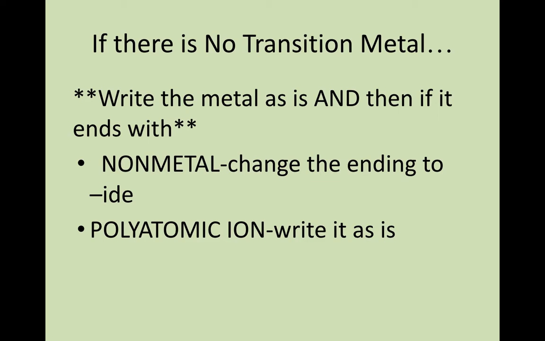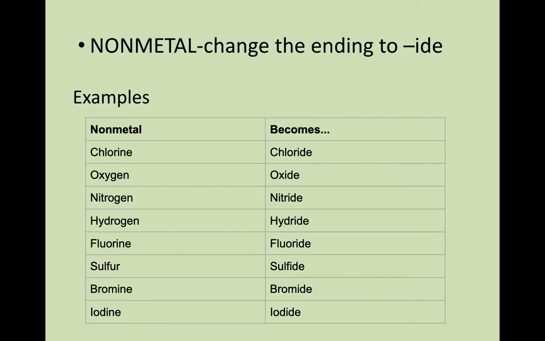You're like, whoa, what is this? I just said a ton of information. I'm going to go over it again. So the metal is always listed first, and that never changes. You're always going to write lithium as lithium, sodium as sodium, calcium as calcium. So that's always as is. Now the nonmetal, we're going to change the ending if it ends in a nonmetal. So if it ends with chlorine, it's going to become chloride. If it ends in oxygen, it's going to become oxide.